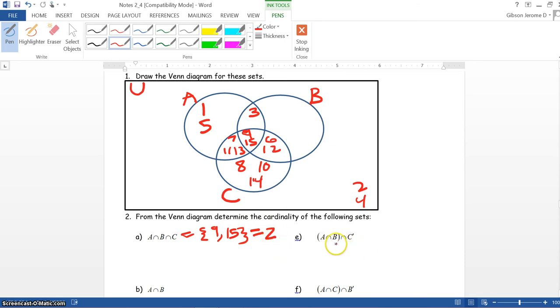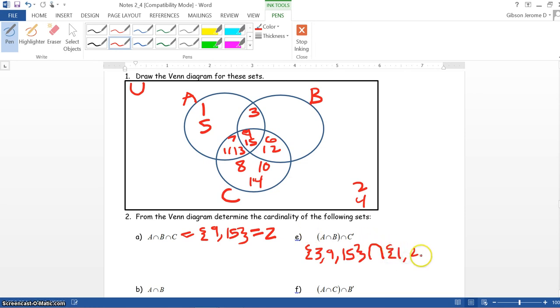Now we go here to A intersect B. Now first of all, we'll deal with A intersect B, which would give us where A and B intersect. They only intersect at 3, 9, and 15. So we would draw our set of 3, 9, and 15. Now we want to intersect that with the complement of C. So that means everything that is not in C.